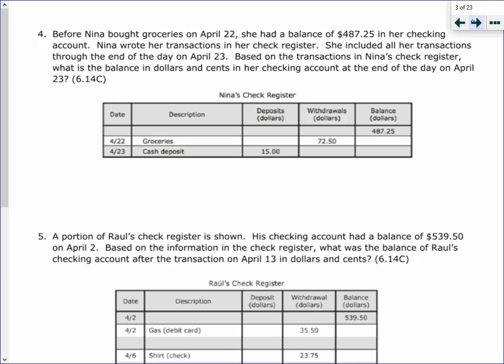So our balance is $487.25. Our withdrawal we subtract, and our deposit we add. So first step, we're going to do $487.25 minus $72.50. And that gives us a new balance of $414.75.